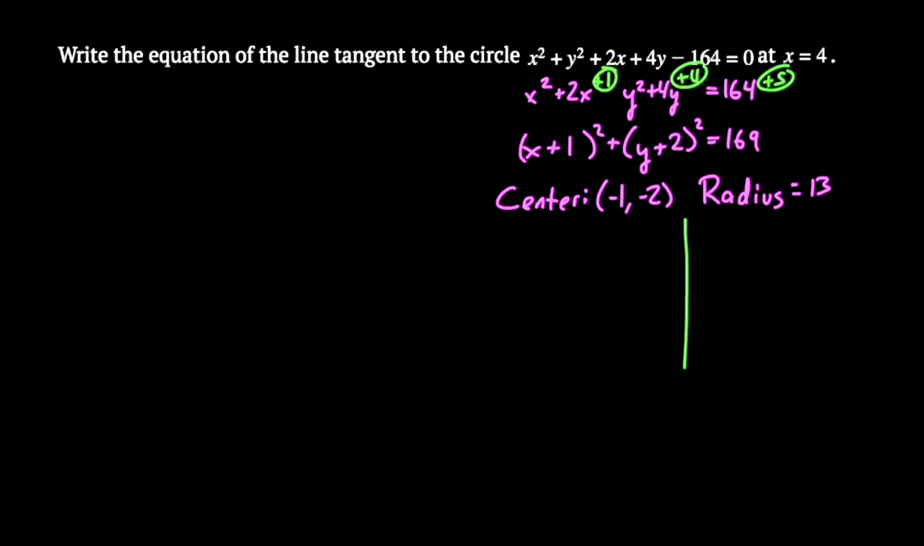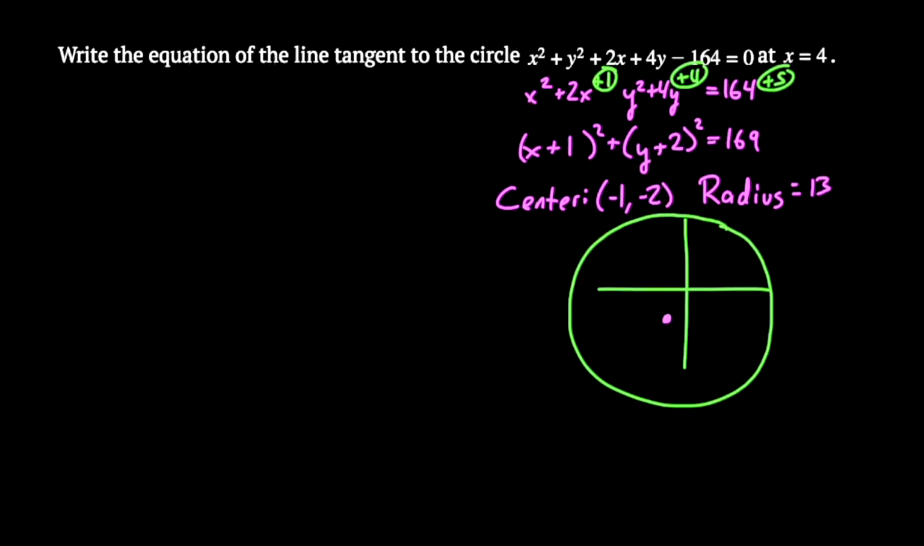Again, I just like to get a visual of what's going on. So at -1, -2, the circle would be like right here. And with a radius of 13, again, that's pretty big. So it would be kind of like this. So the center is the point -1, -2.